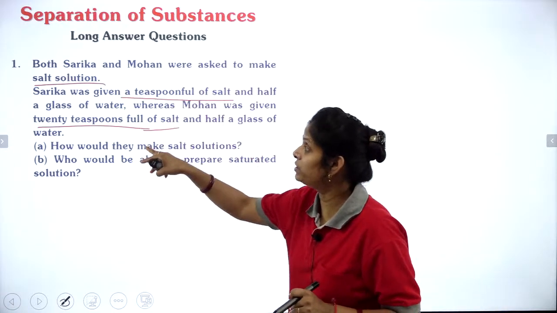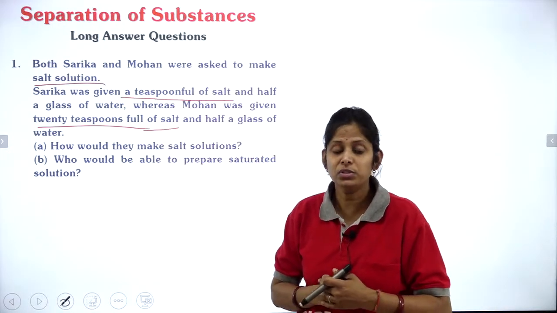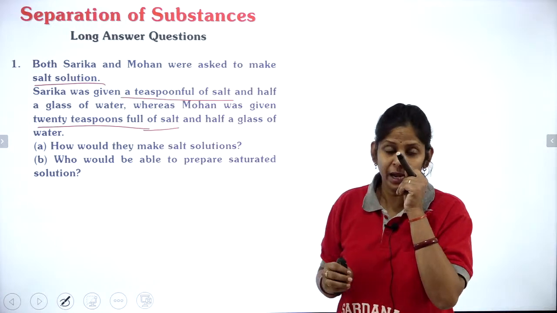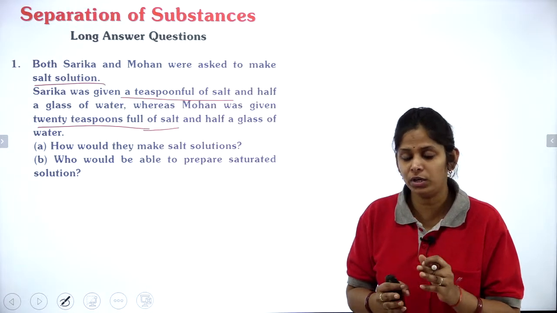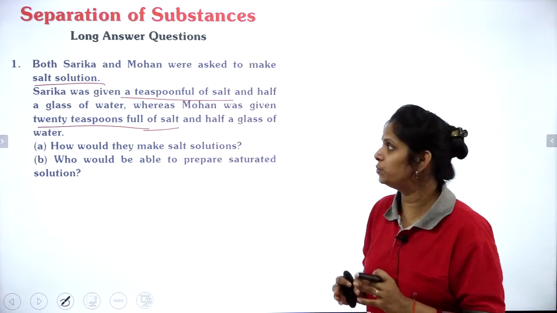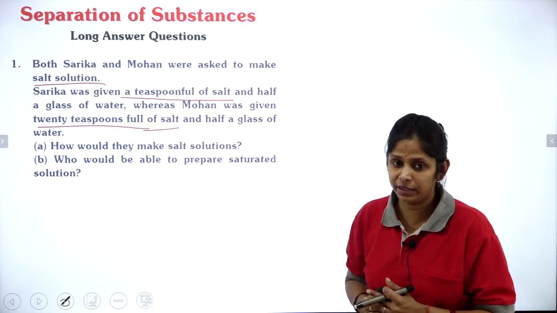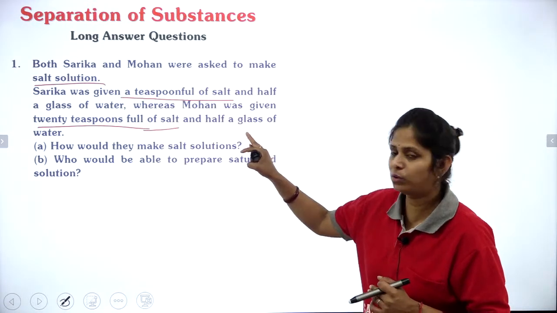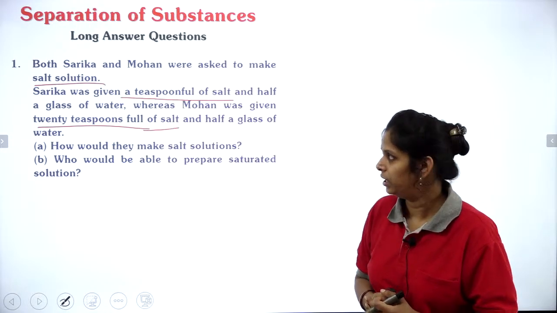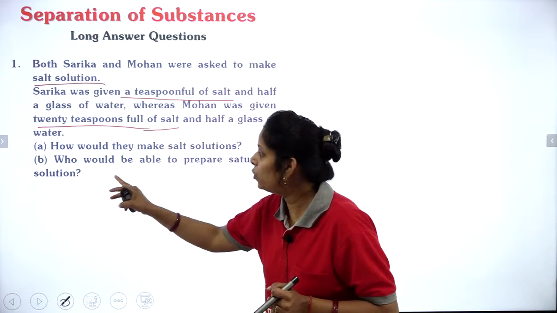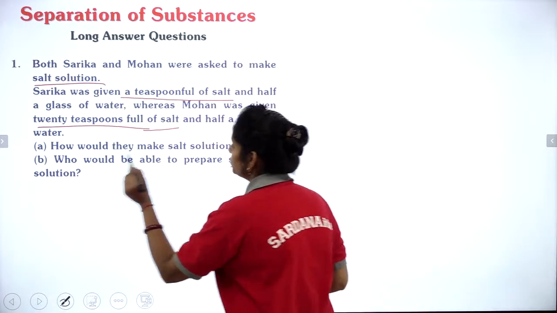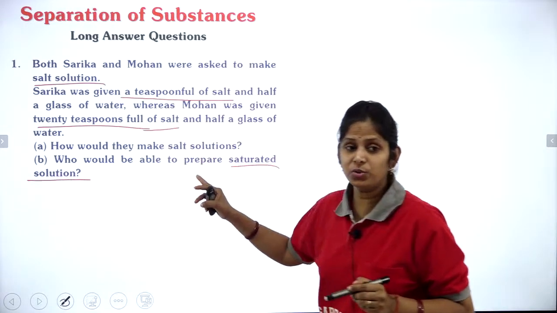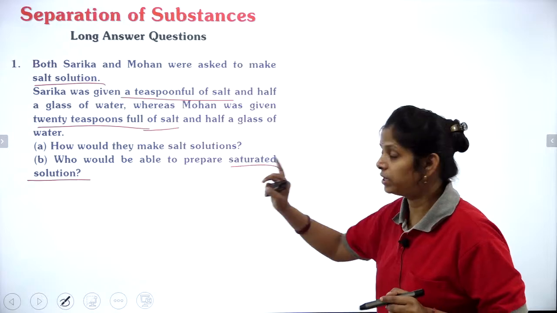But Mohan has 20 teaspoon now. So he will add only a few teaspoon. There is a requirement to add only a few teaspoon of salt in the beaker, but he can also prepare salt solution. Okay. Now, who would be able to prepare saturated solution? Now, in this question, it is asking about saturated solution.